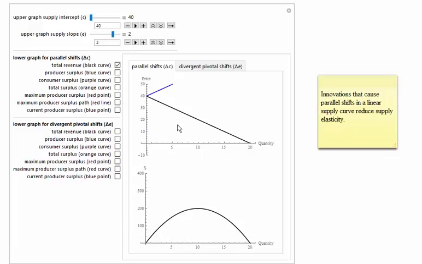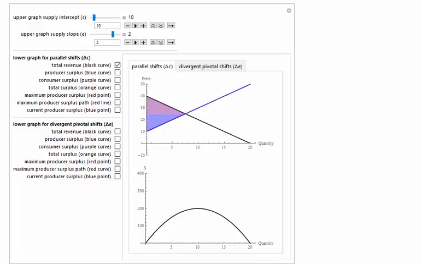Innovations that cause parallel shifts in a linear supply curve are going to reduce the supply elasticity. So let's show that. So here we are elastic when it's positive. And we're going to come down here to unit elastic. And there it is. And then inelastic. So here's our innovations causing the supply elasticity to decrease.